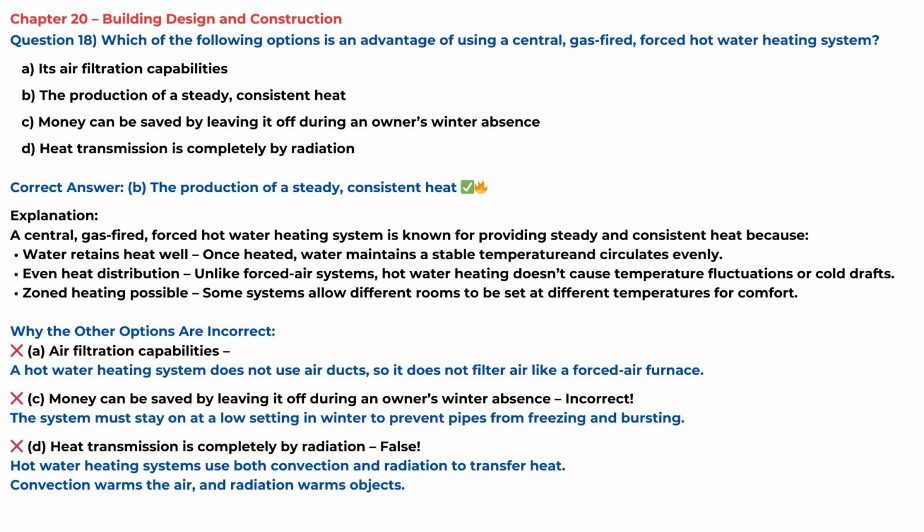Question 18. Which of the following options is an advantage of using a central, gas-fired, forced hot water heating system? Correct answer, B. The production of a steady, consistent heat. Explanation.